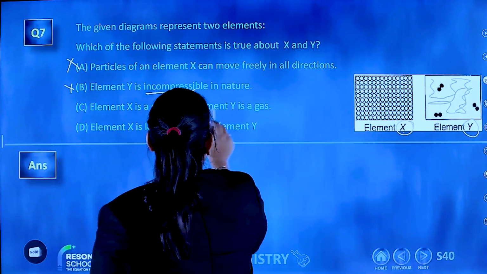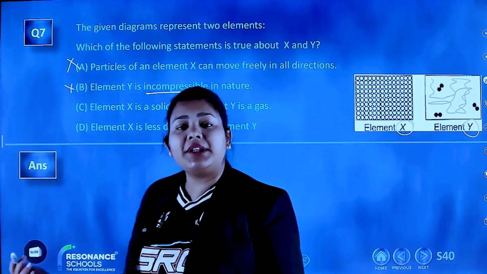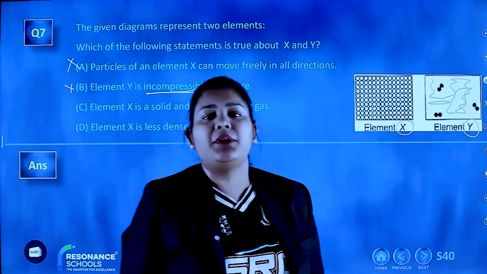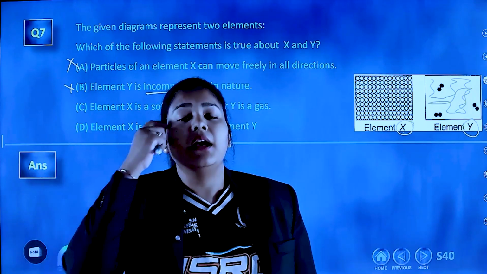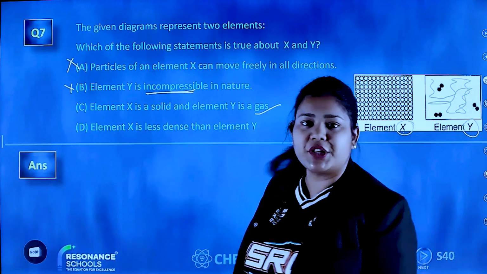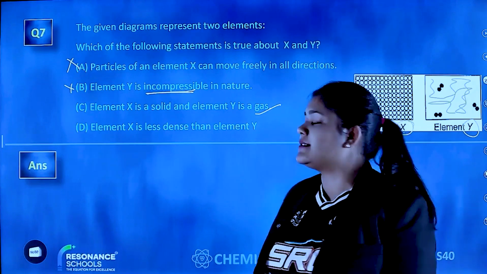Option C: element X is solid and element Y is gas. We already identified that by looking at the diagram. Element X is very closely packed, so it is a solid, and element Y is far apart, so it is a gas. So this looks like a correct answer, but let me check option D as well.